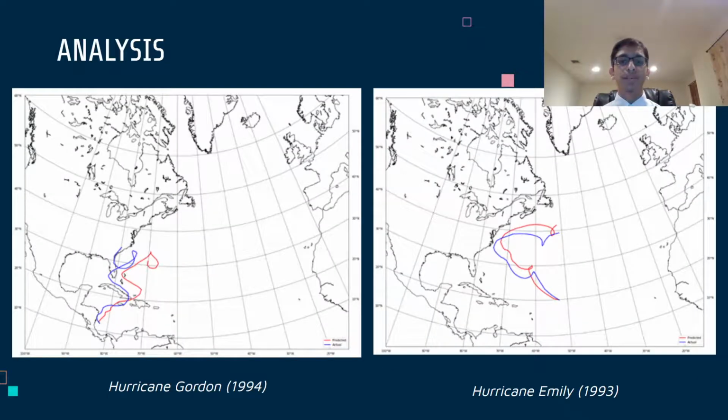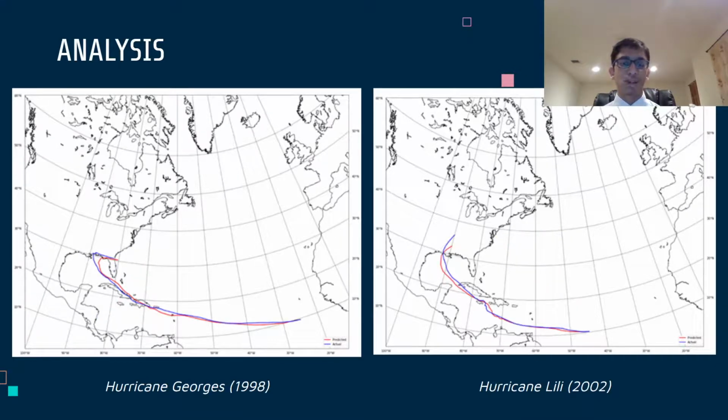So here are a couple of images of the actual hurricane path and the predicted hurricane path. The predicted is in red and the actual is in blue. And we can see the LSTM model did a relatively good job of predicting hurricane paths. Here they're almost coinciding.